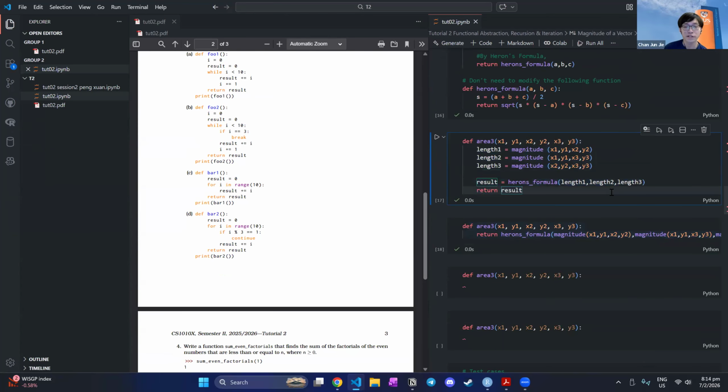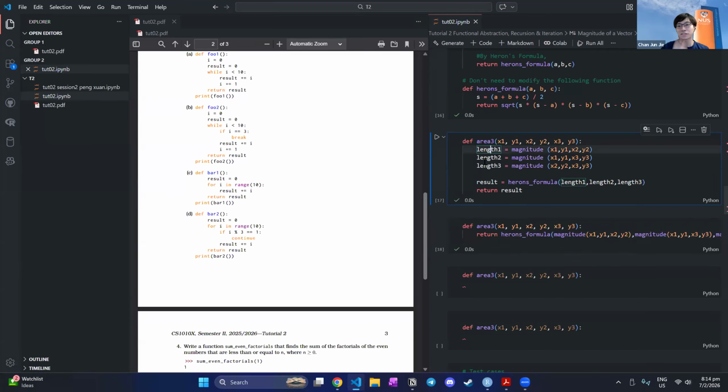Can you comment about it? This one is less readable. It's quite long. And the one above is understandable. Like length one, you just use the magnitude function for the four variables. Yes, so thank you.